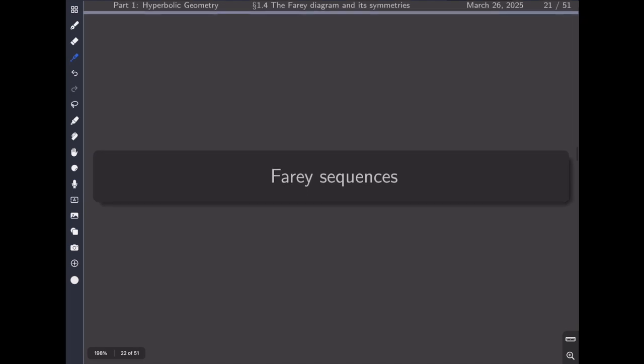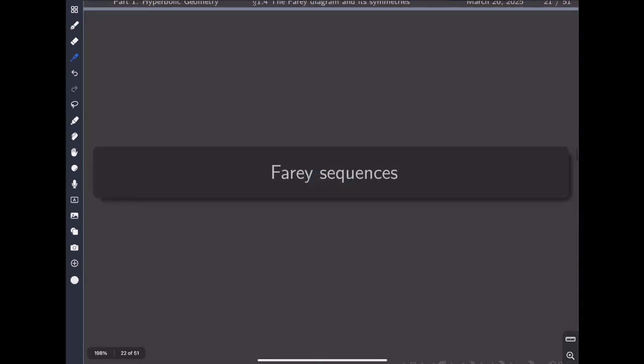Okay. Farey sequences. This is going to be another approach to constructing the Farey diagram that allows us to prove that what we obtain is a triangulation of the upper half plane.